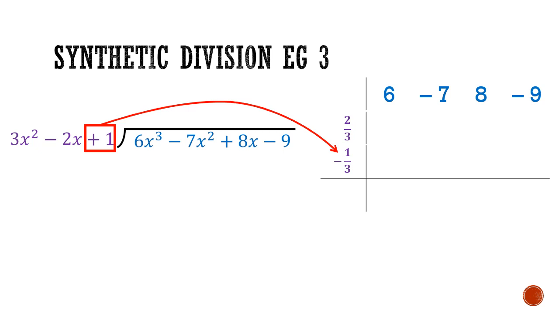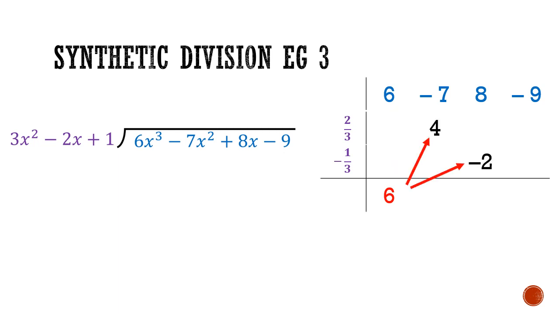So the first column is easy. 6 plus 0 is still 6. Now we've got to multiply 6 by the 2 divisor numbers and put them in the correct place. So for the multiply by 2/3, we're going to go with just the x squared column. So 6 times 2/3 gives us 4. 6 times negative 1/3 gives us negative 2. And we can add the next column together. So negative 7 plus 4 is going to give us negative 3.